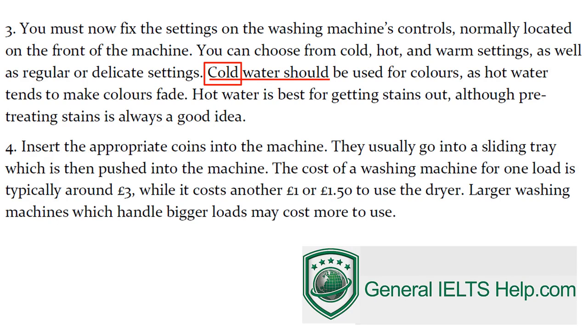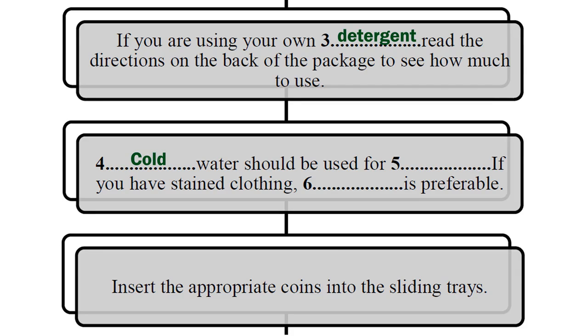to figure it out without looking back at the passage, no surprise, we find this in the fourth paragraph, which is describing step 3, and in lines 3 and 4. Cold water should be used for colors, as hot water tends to make colors fade. Hot water is best for getting stains out, although pre-treating stains is always a good idea. So here I realized the missing adjective is cold, and cold water is best used for colors so that you don't lose the color of clothing.